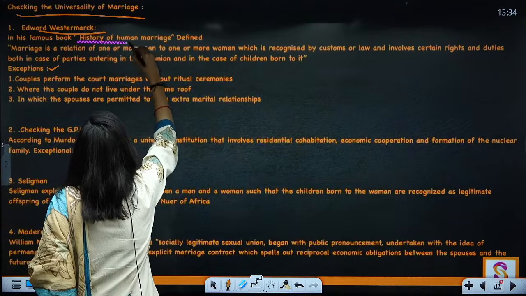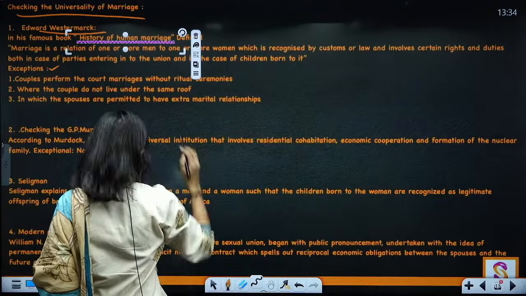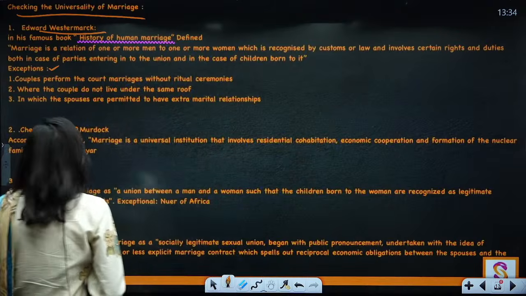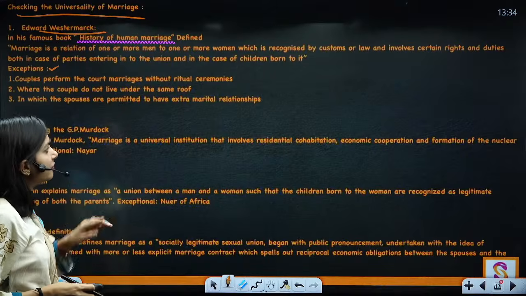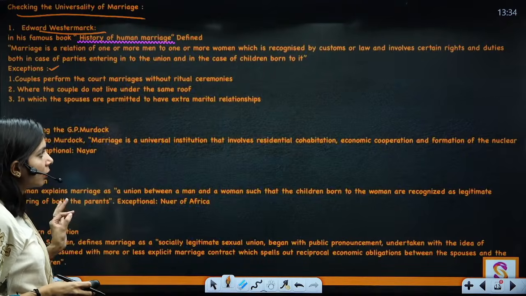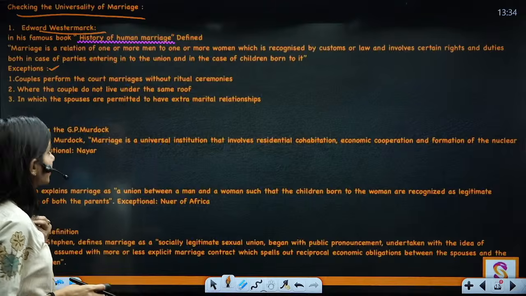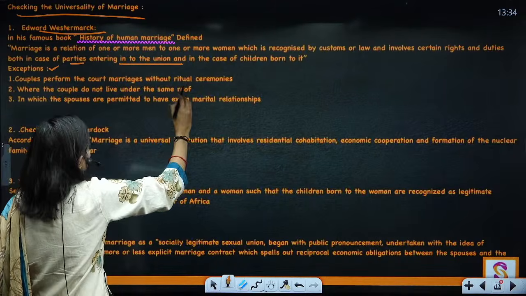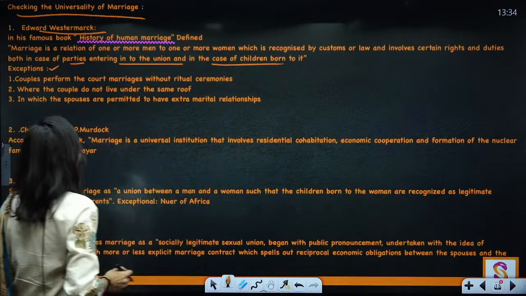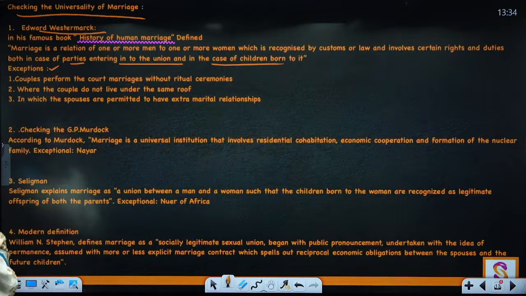In his book History of Human Marriages, he mentioned that marriage is a relation of one or more men to one or more women, which is recognized by custom or law, and it involves certain rights and duties, both in the case of the parties entering into the union and in the case of children born to it. What are the exceptions that we can see here? The exceptions are like that.